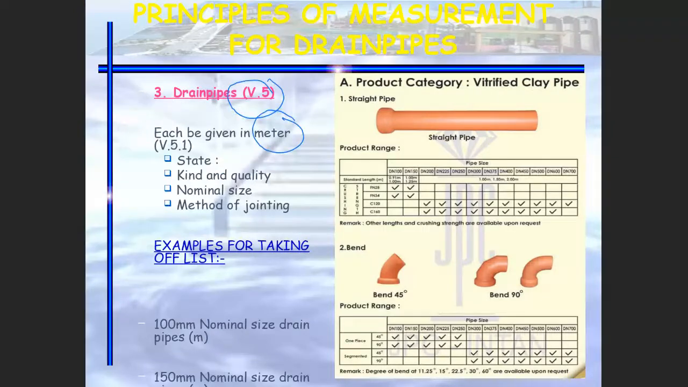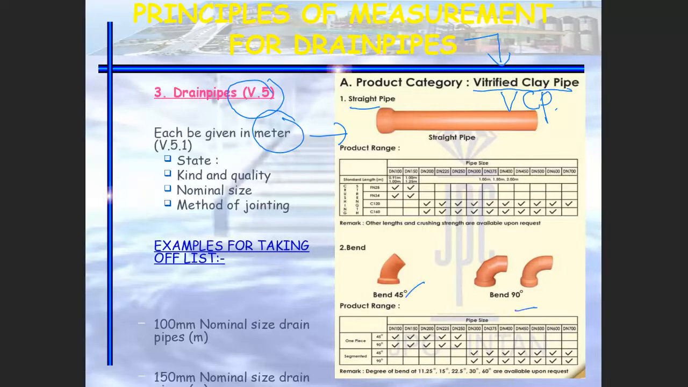So if you look at the right hand side, this is the example of the pipe available to be used for the underground drainage. VCP. So every time you see the word VCP, you should know that it is vitrified clay pipe. Okay, there are a few examples that you can see here: the straight pipe, the bend.